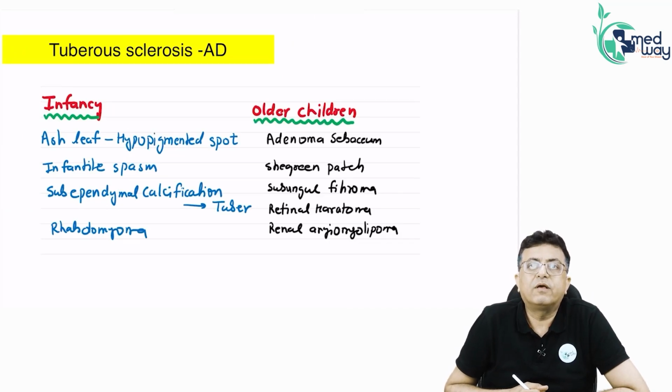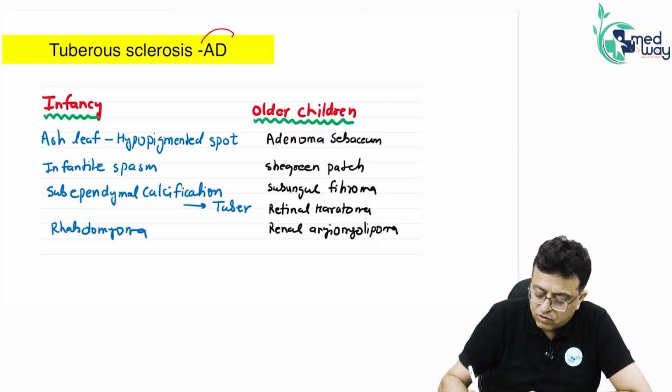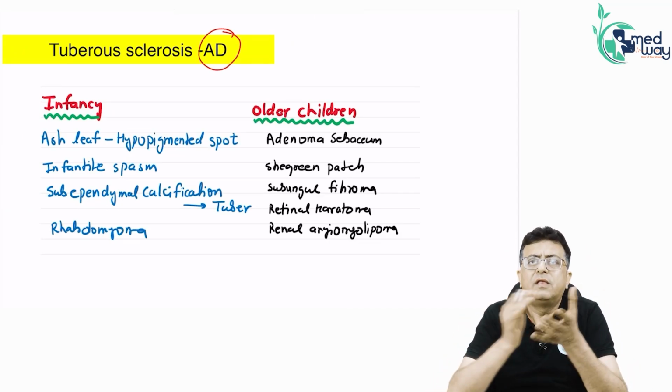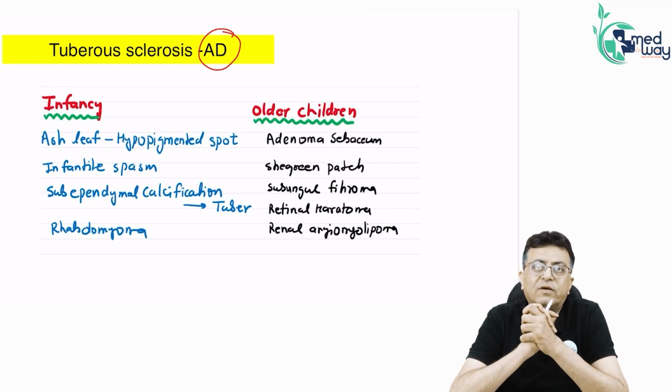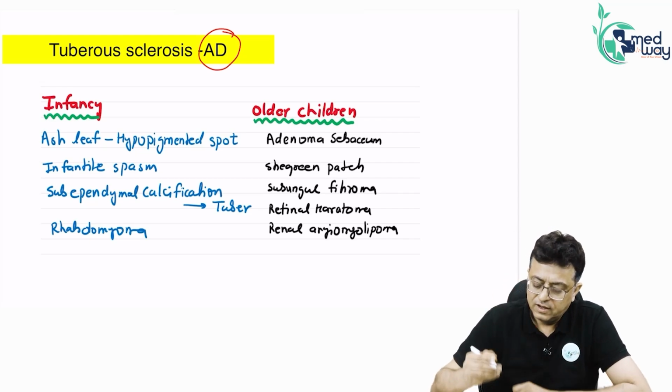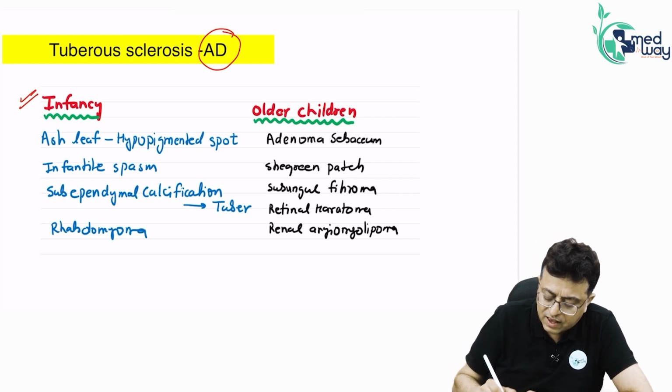Next one is tuberous sclerosis. This is also an autosomal dominant disorder. There are so many classifications, so many ways to remember tuberous sclerosis. I go with my way. Infancy and older children features. In infancy, these are the 4 features.